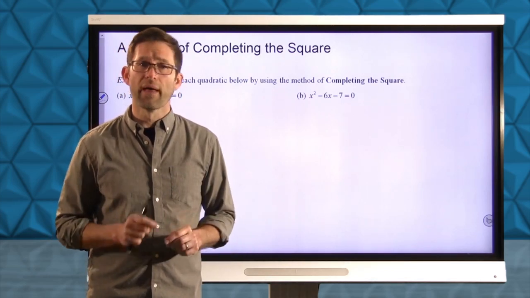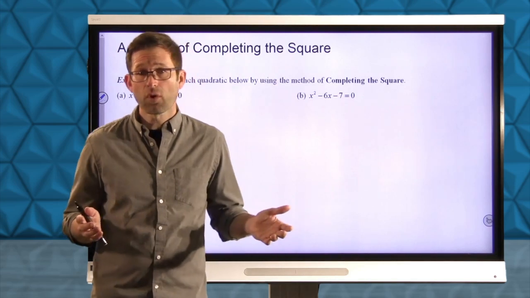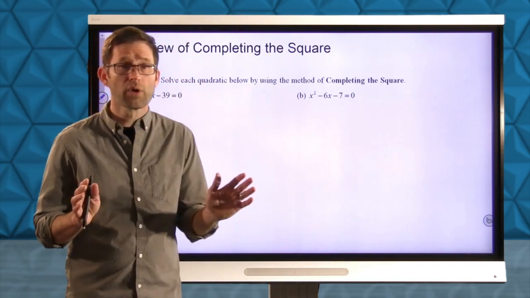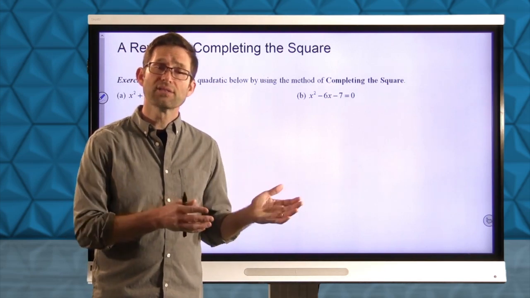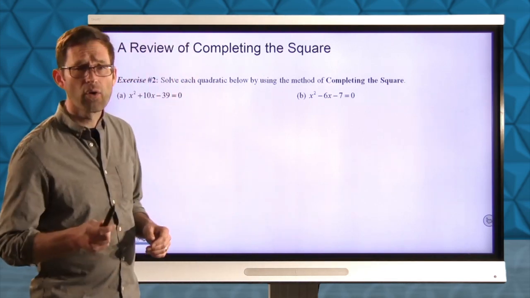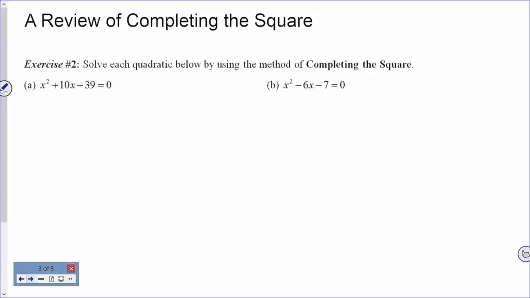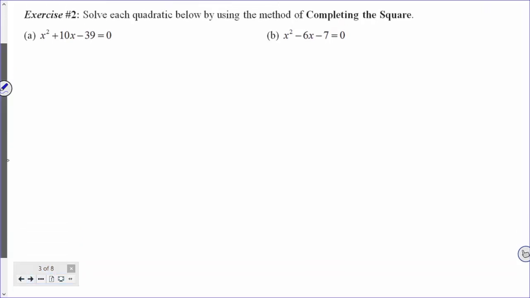Let's review how to do that in this exercise to solve a quadratic equation. That's not what we're going to be doing today. We're not going to be solving quadratic equations in general, but it's a good way to review the algorithm of completing the square. Exercise number 2: solve each quadratic below by using the method of completing the square. So let's take a look at this.